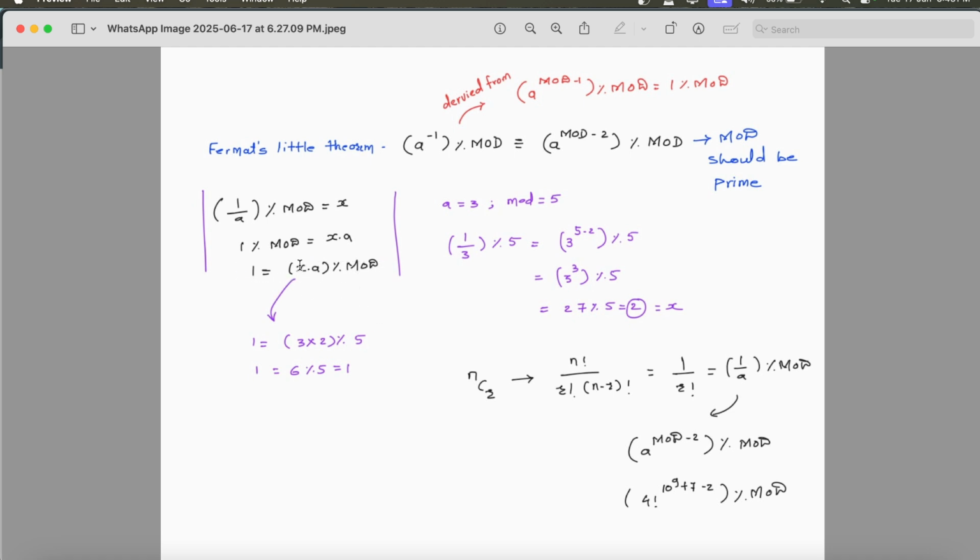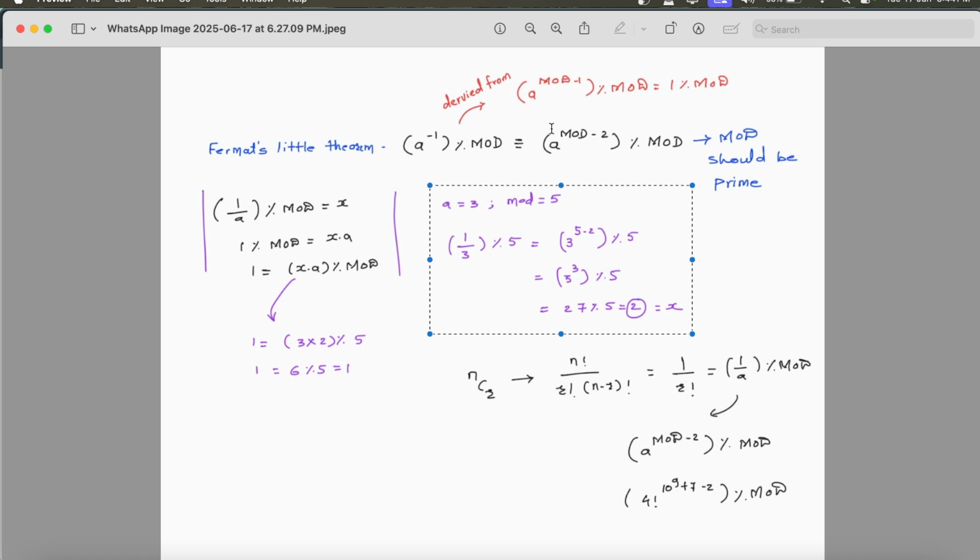Now we got x with the help of this formula, and if we place it here, 3 into 6 modulo 5 equals 1, and that is what we are looking for. The value should be equal to 1. With the same formula, when we decode it, we get 1, so both values match. That means we can apply this formula at any place. We just have to make sure that the mod value we consider is a prime number. So these things should be clear to all of us.